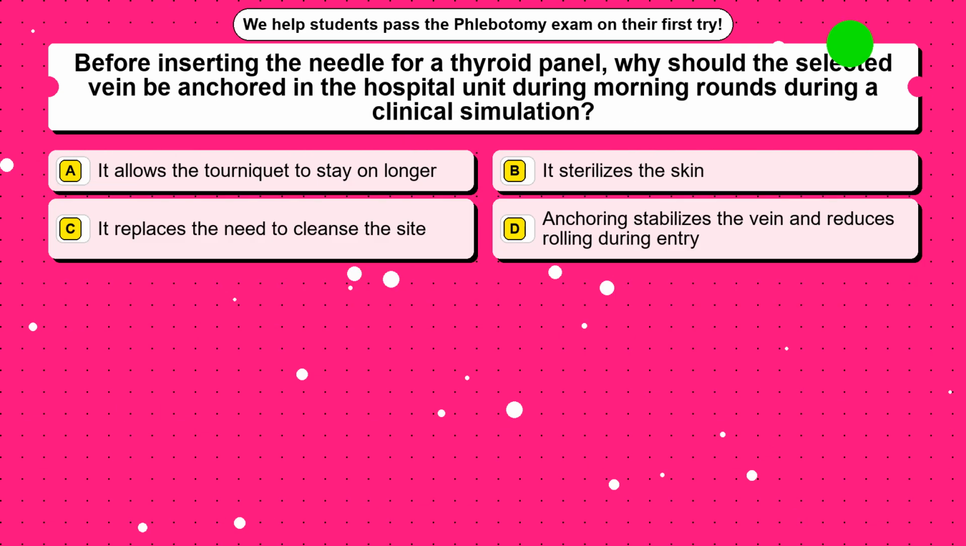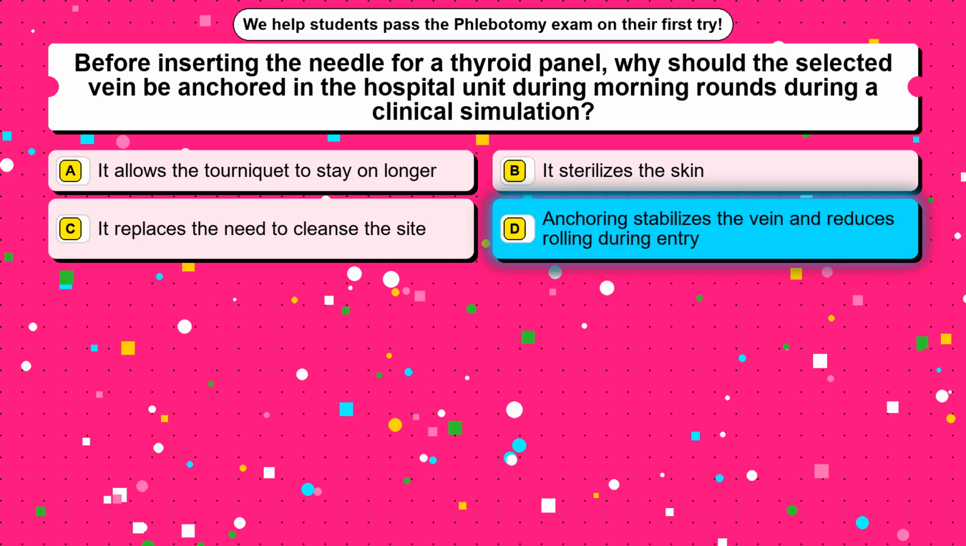Question 29. Before inserting the needle for a thyroid panel, why should the selected vein be anchored in the hospital unit during morning rounds during a clinical simulation? Option A. It allows the tourniquet to stay on longer. Option B. It sterilizes the skin. Option C. It replaces the need to cleanse the site. Option D. Anchoring stabilizes the vein and reduces rolling during entry. The correct answer is option D.